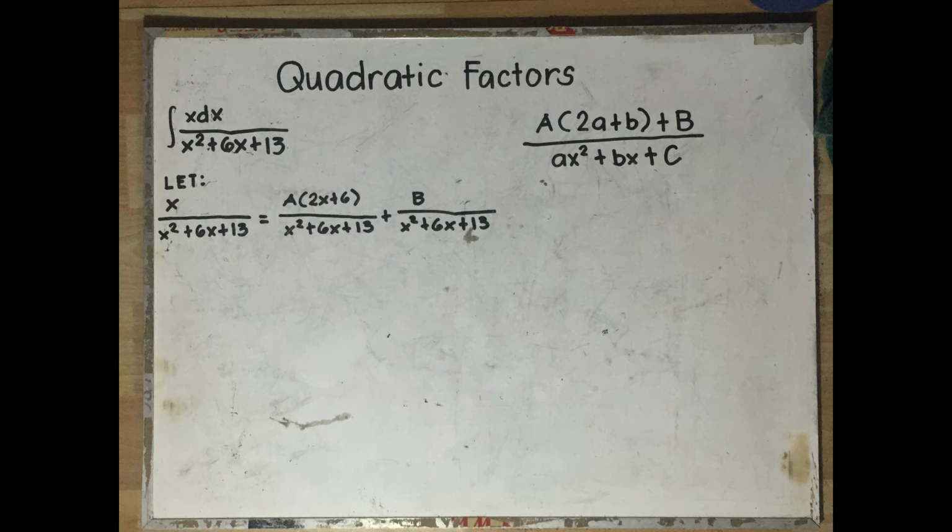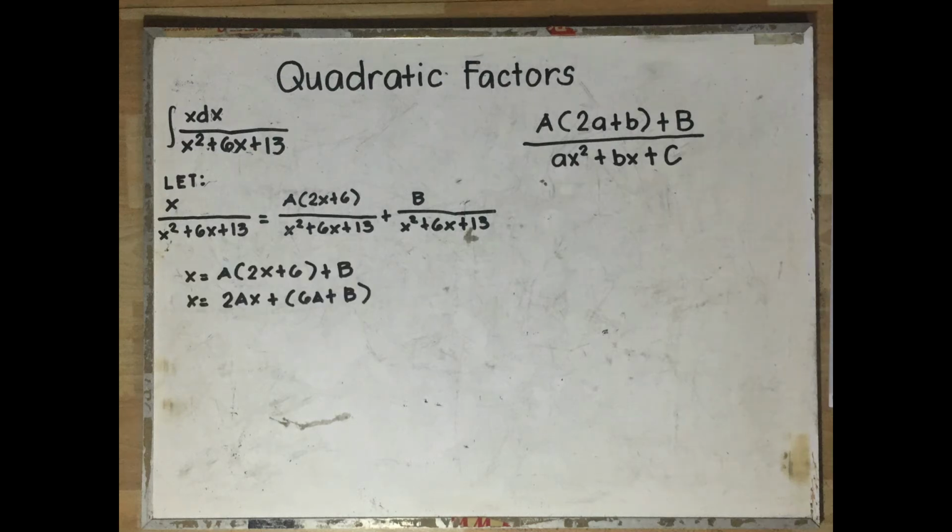Let x over x squared plus 6x plus 13 be equal to a times the quantity of 2x plus 6 over x squared plus 6x plus 13 plus b over x squared plus 6x plus 13. Since all the denominators of our equations are equal, we just only need to equate the numerators. To continue, equate x to a times the quantity of 2x plus 6 plus b. Then it will further give us this form: x equals 2ax plus the quantity of 6a plus b.